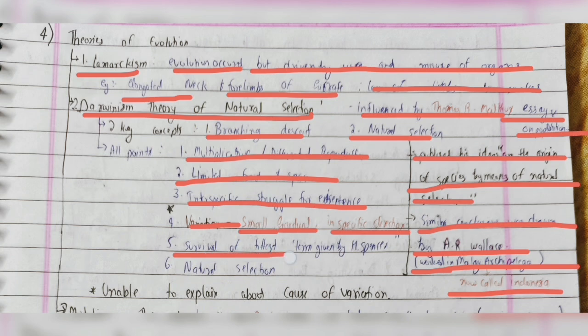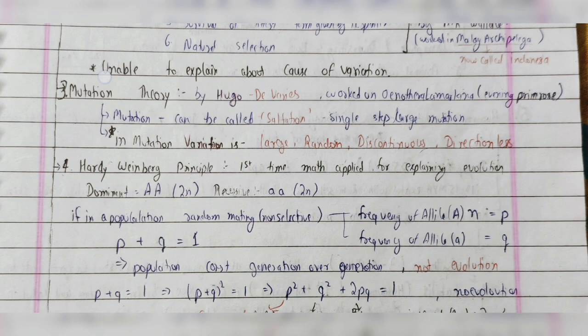Survival of the fittest was applied here, and the term survival of the fittest was given by H. Spencer. The major factor of Darwinism was natural selection. Darwin was still unable to explain the cause of variation.